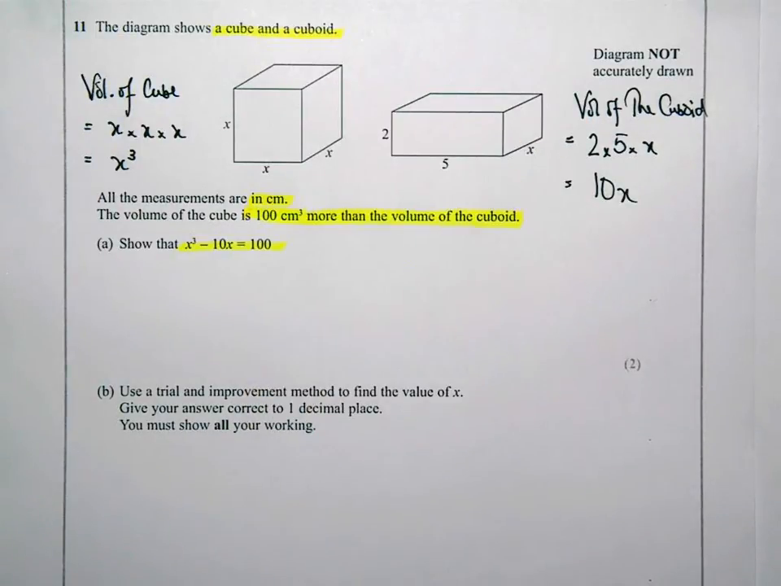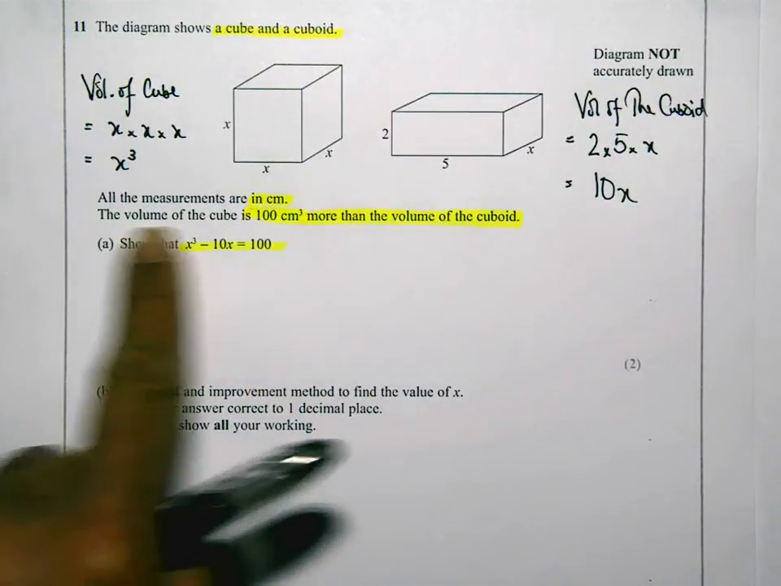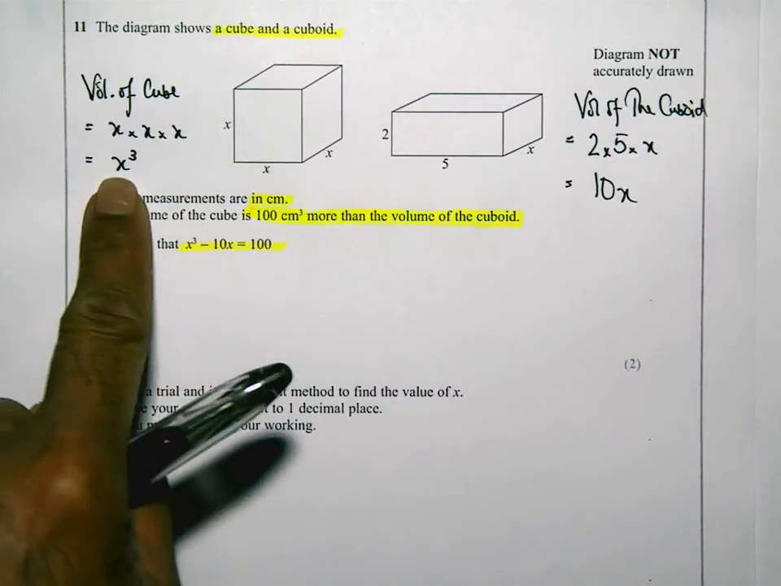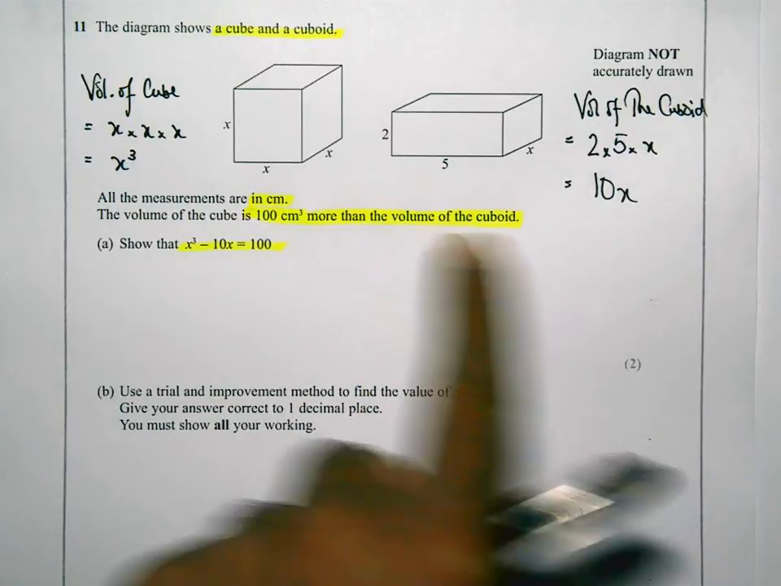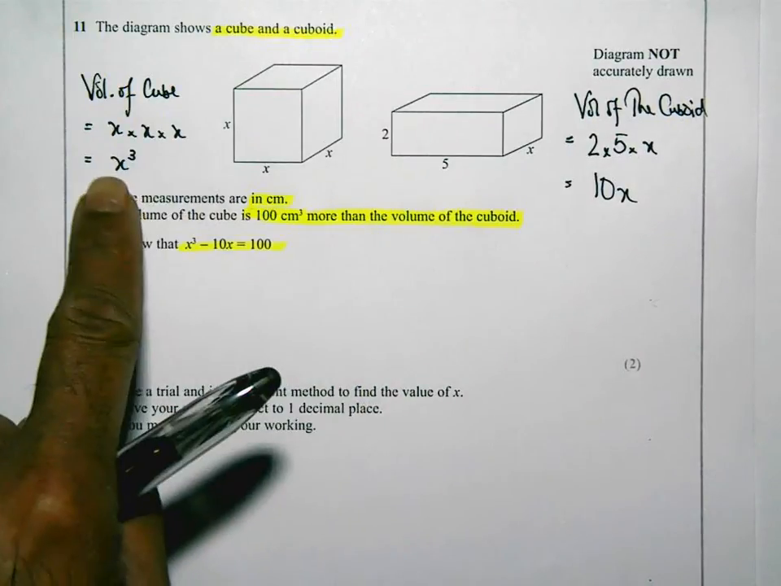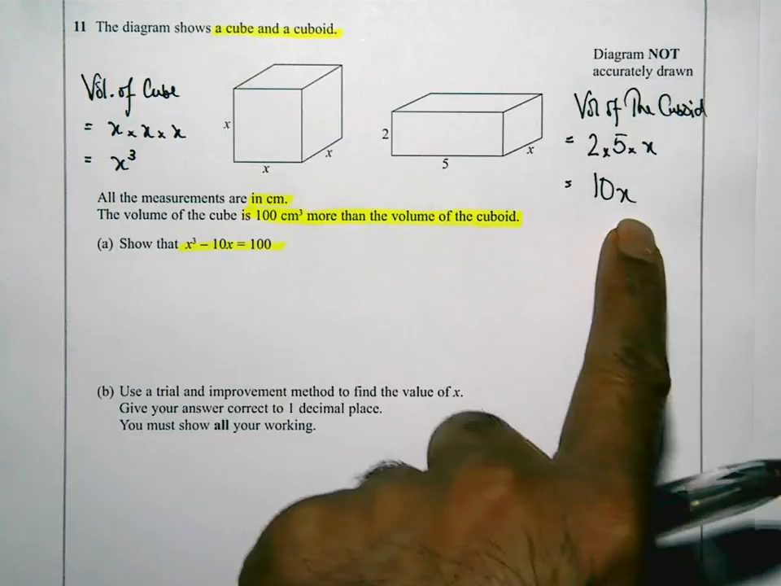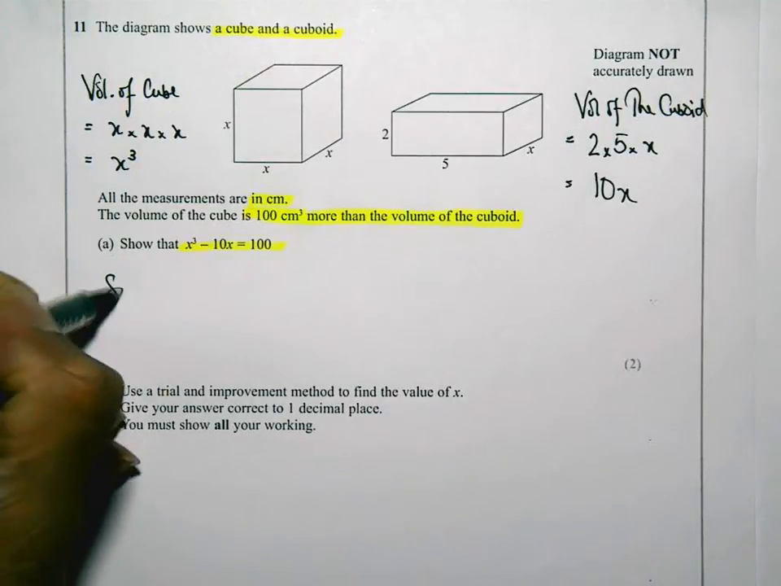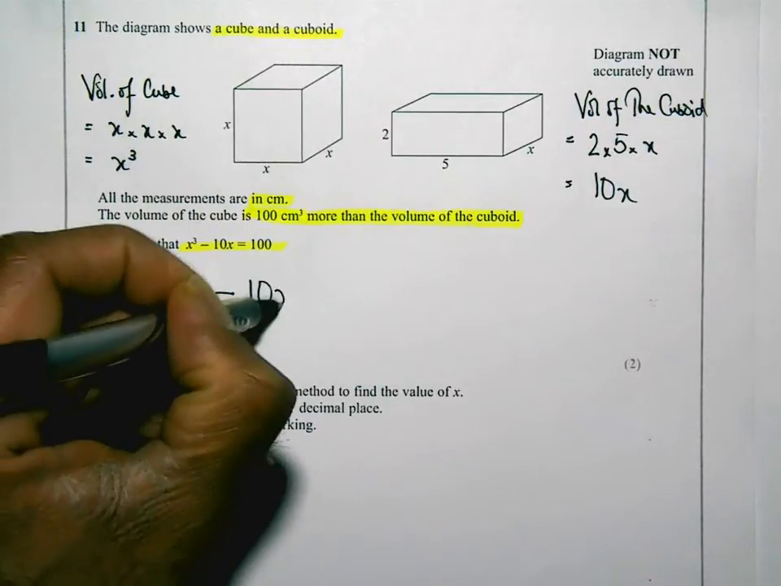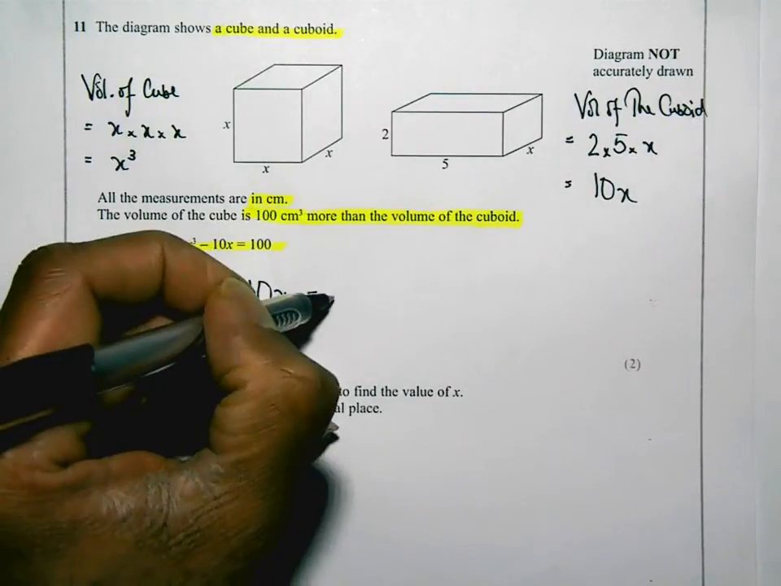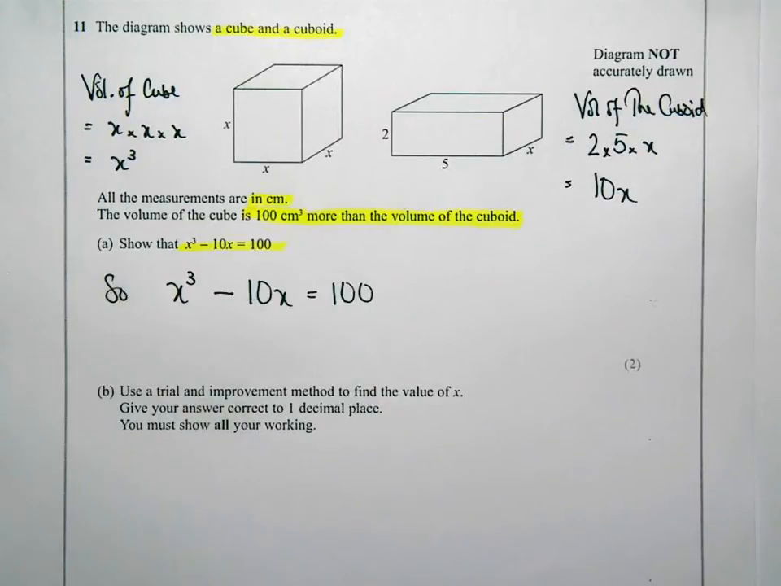So what they've said is that the volume of the cube is 100 centimeter cubed more than the volume of the cuboid. So if I did x cubed take away 10x, so x cubed take away 10x is going to equal 100. And I've effectively shown this.